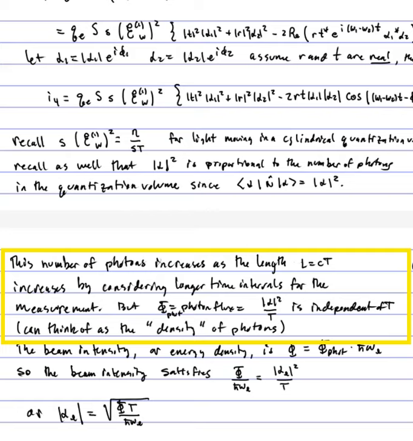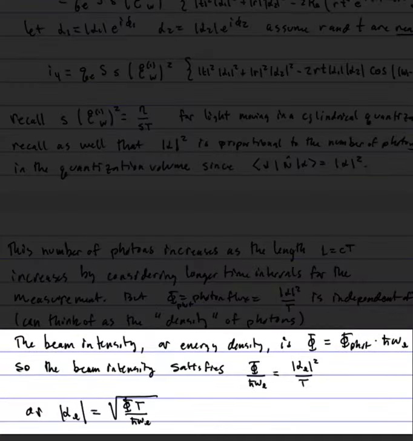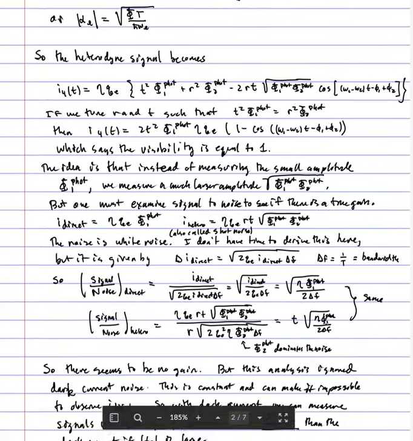But the photon flux, which we call phi photon, is equal to alpha squared over t. That is something that is independent of time. You can think of it, if you like, as a density of photons. And it's very common to talk about the beam intensity as an energy density, which is given by phi without the phot subscript. And that is just the number of photons multiplied by h bar omega, the energy for each photon. And in terms of that, the beam intensity satisfies the energy density phi divided by h bar omega is equal to modulus of alpha squared divided by t. Or we can invert this to determine what the modulus of alpha is in terms of the beam intensity, and we get the modulus of alpha is equal to the square root of phi t over h bar omega. That's going to be an important relation that we're going to be using.